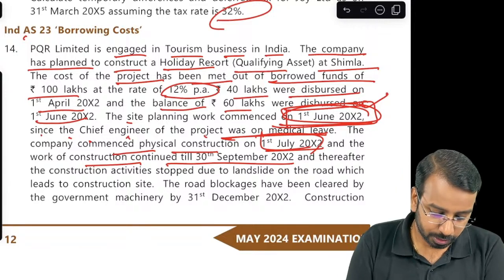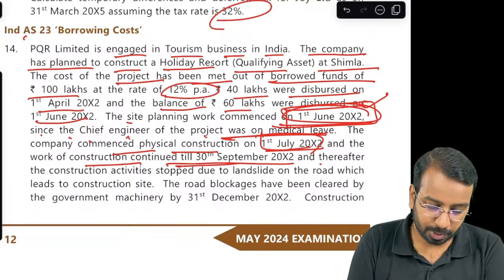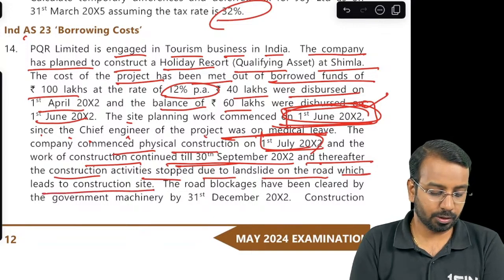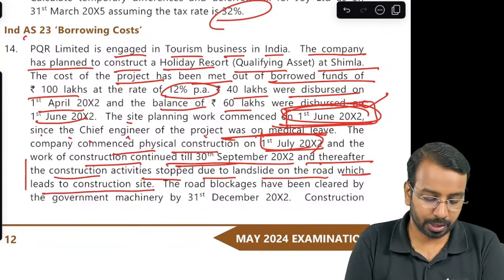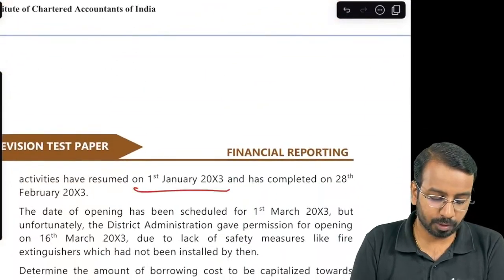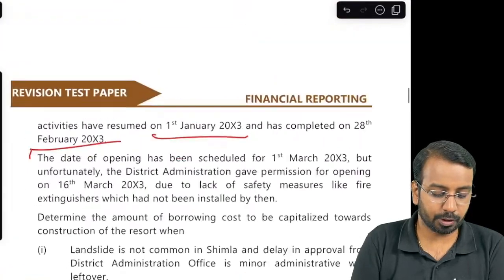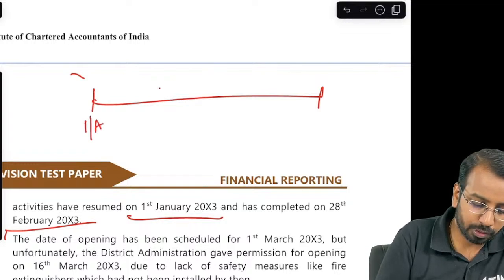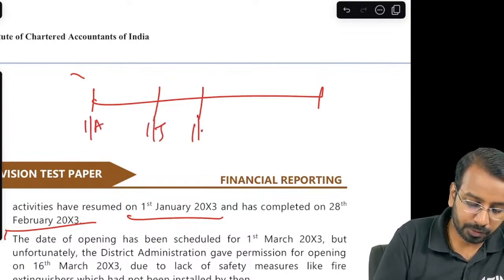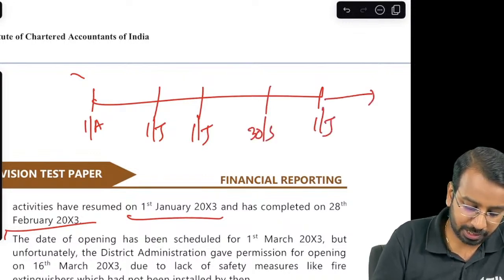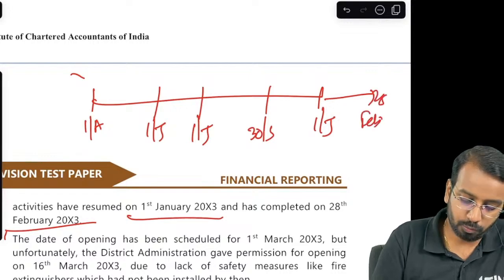Then till 30th September, and thereafter construction activities stopped due to a landslide on the road which leads to the construction site. So because of the landslide, you could not carry out the work. The road blockages have been cleared by government machinery on 31st December. Construction resumed on 1st of January and completed on 28th of February. So what has happened is you have multiple dates. 1st of April when you borrowed, 1st of June planning started, 1st of July construction started, 30th of September construction stopped, again 1st of January it started, and 28th of February you completed.